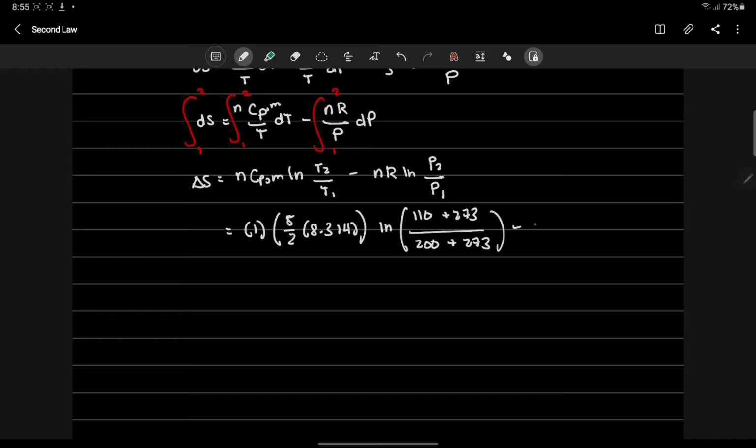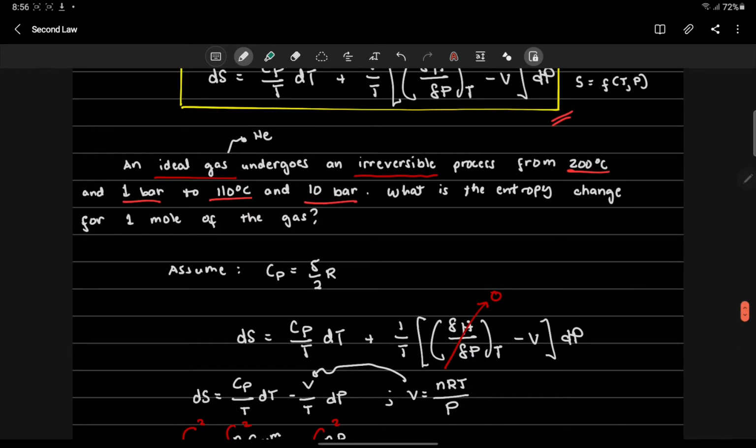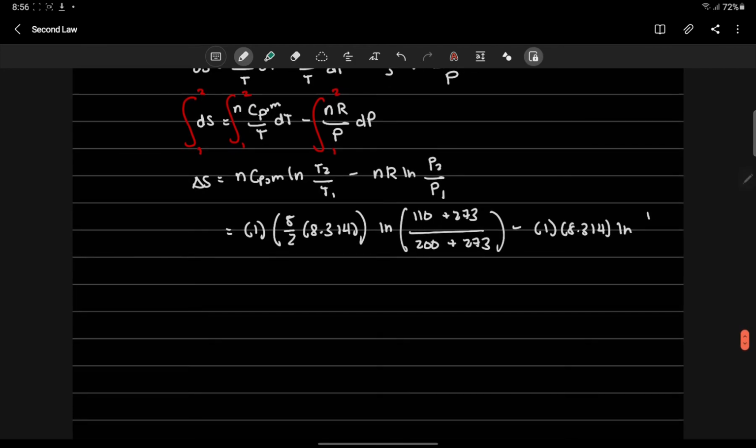Minus n is 1 mole, R is still 8.314, ln of P2. So our final pressure is 10 and our initial is 1 bar. So 10 over 1. And you will be able to compute for the entropy change. Ang magiging sagot dyan is minus 25.5 joules per Kelvin. And since it's negative, this might be an unfavorable process. Kung sasabihin natin kung spontaneous or hindi, unfavorable siya.